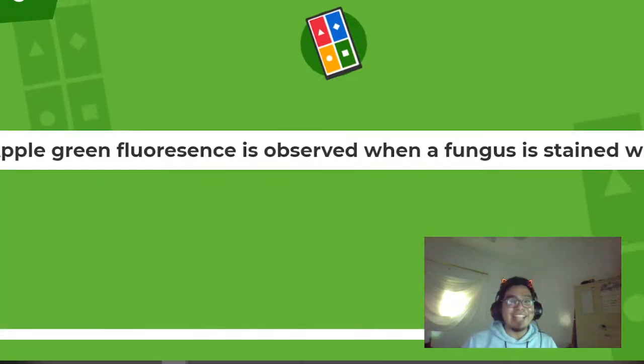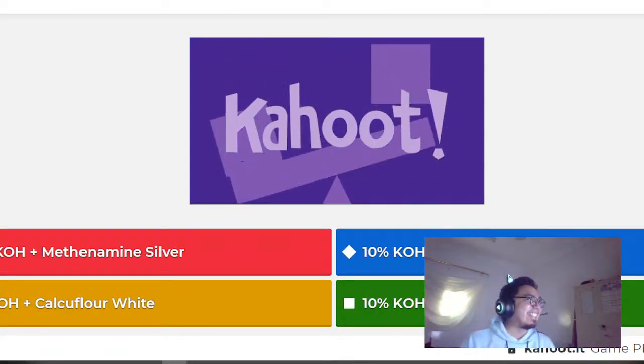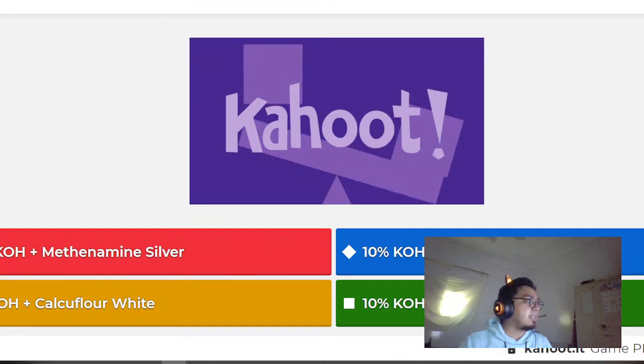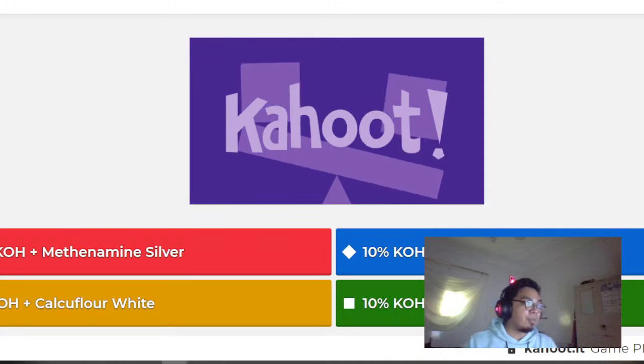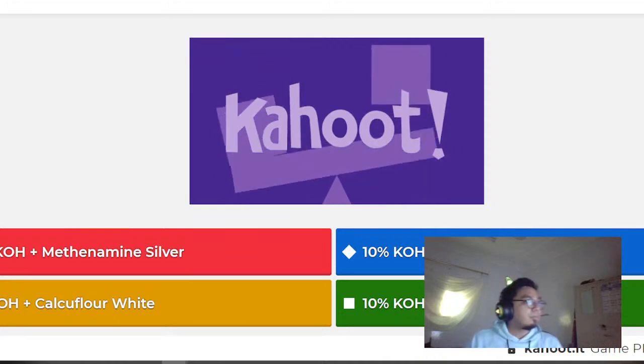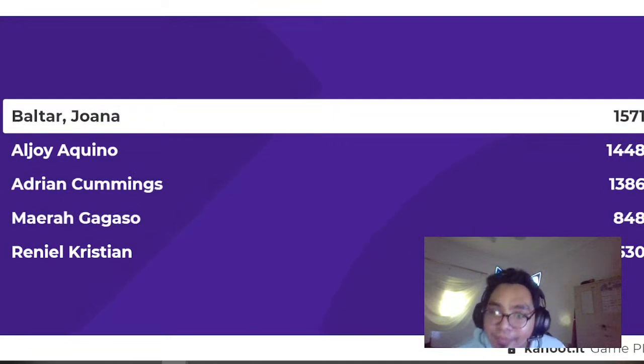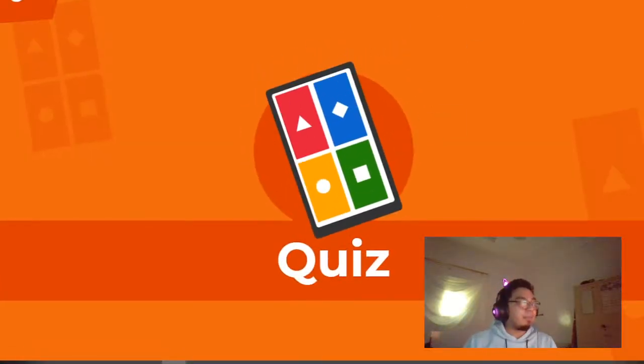We don't have a lot of time. I'm terribly sorry. Apple green fluorescence is observed when a fungus is stained with what? 10% KOH plus methenamine silver, 10% KOH plus LPCB, 5% KOH with calcofluor white, 10% KOH with calcofluor white. 2 people answered correctly. Let's see who they are. It's okay, Charisse. Baltar Joanna, Aljoy Aquino. All right.